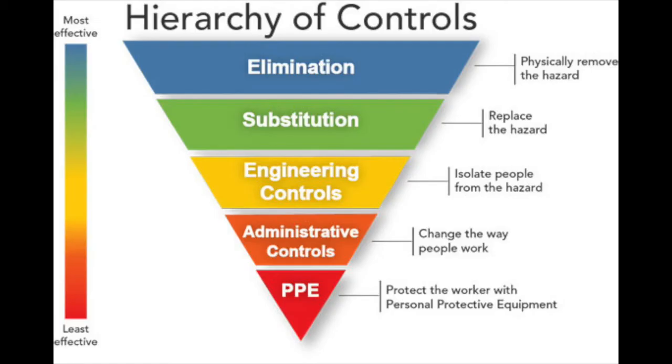So next, another mitigation strategy to minimize the risk of VCM is by using the hierarchy of control. As we can see here, the top one is elimination, which is the most effective in the hierarchy of control, while the least effective is the PPE, which is personal protective equipment. When we talk about elimination, it means to physically remove the hazard. But in this case, we can't physically remove VCM since it's the main product of the whole plant.